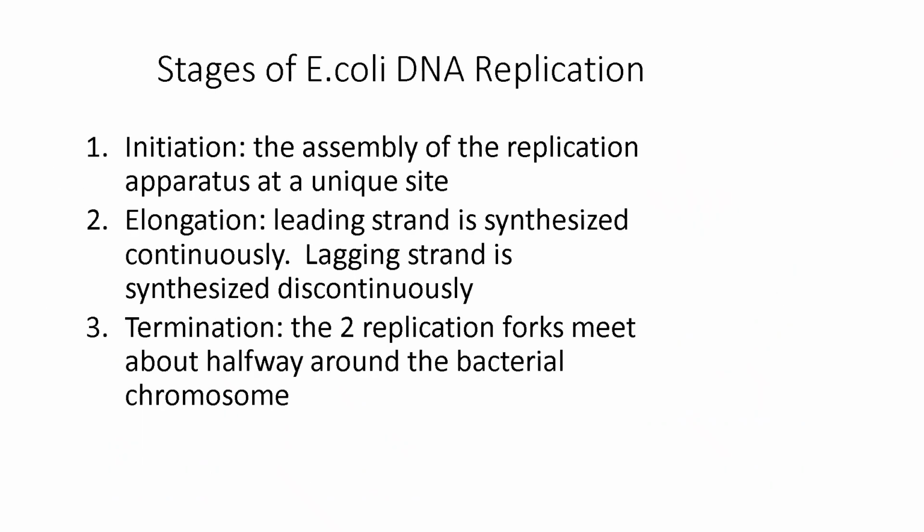E. coli DNA replication occurs in 3 stages: initiation, elongation, and termination. During initiation, the replication machinery assembles at a unique origin site. In elongation, the leading strand is synthesized continuously, while the lagging strand is synthesized in fragments. Termination occurs when the 2 replication forks meet.